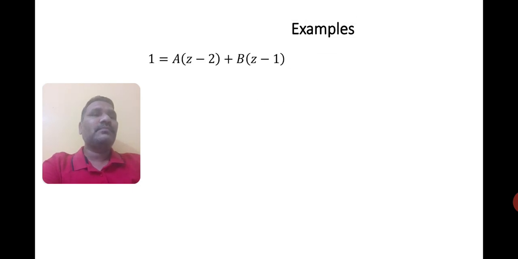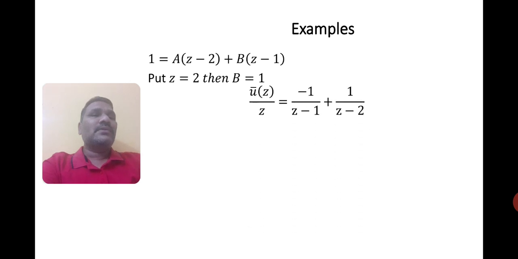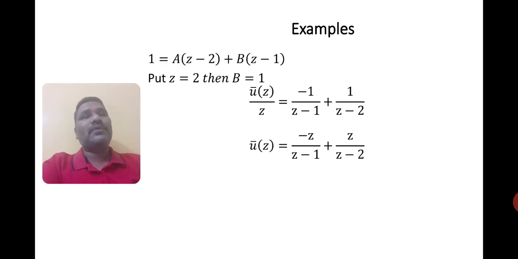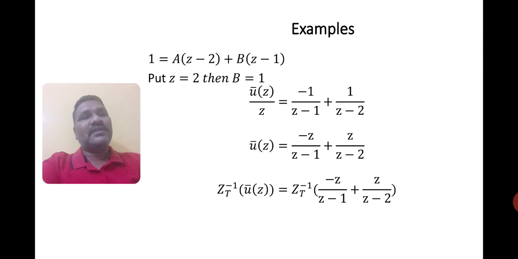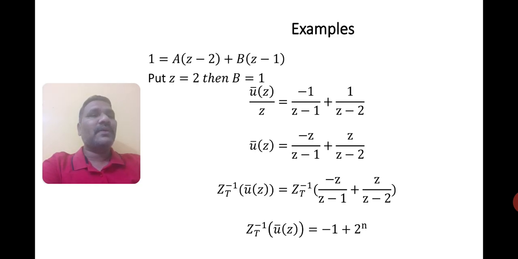Similarly, with the same equation, if you put z equal to 2, A will get 0 and B will contribute as 1. So U bar of z divided by z, the A value we got as minus 1 divided by z minus 1, and B value as 1 divided by z minus 2. Now this denominator z is multiplied to the numerator of the right-hand side. So now I apply the inverse transform on this. If you apply the inverse transform, this answer is known to us. What is that answer? We can write minus 1 plus 2 to the power n.